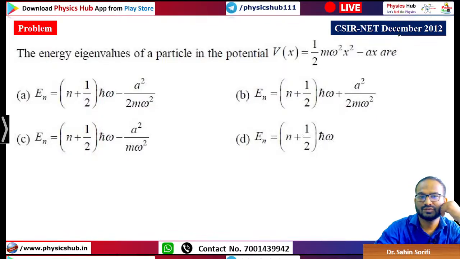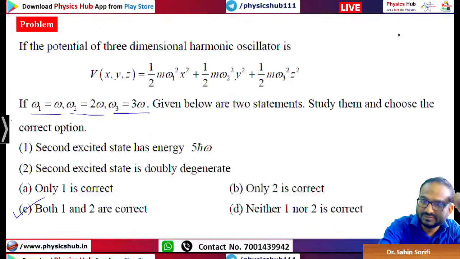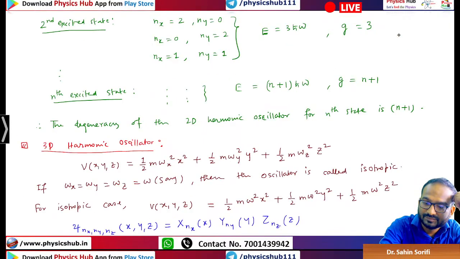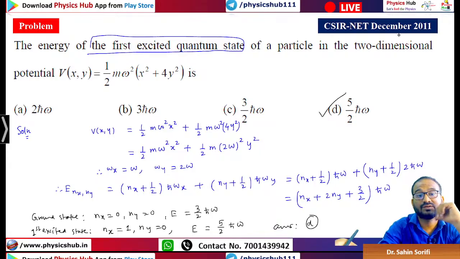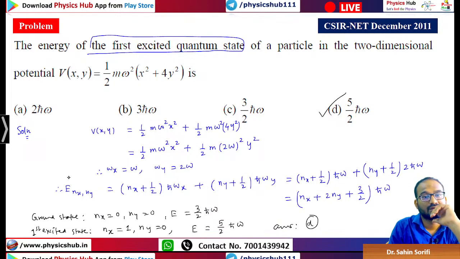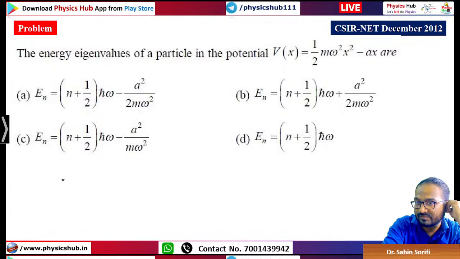Okay, let's focus on this problem. Yeah, previous question means talking about this. Here, the energy of the first excited state of a particle in a 2D potential is. So what needs to be mentioned here? Okay, you can inform me. Let's focus on this problem now.